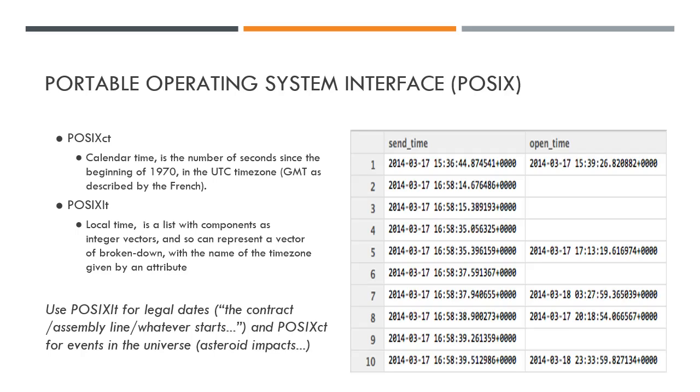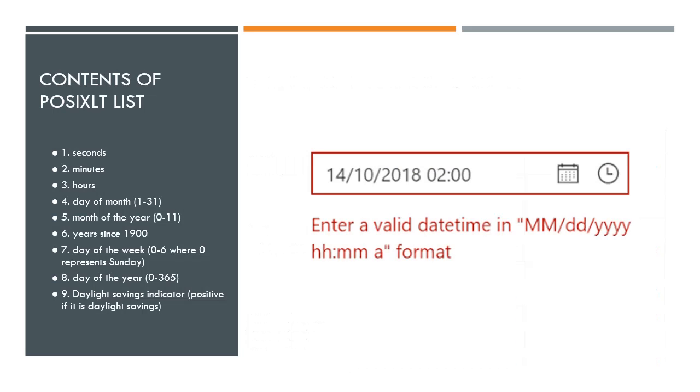In POSIXlt, various components such as seconds, minutes, and hours, etc., are combined in the form of a list. So POSIXlt maintains this date and time as a list, whereas POSIXct maintains it as a number of seconds. That's the difference. And both have got their usefulness. However, we will be using POSIXct more often, and we can see further.